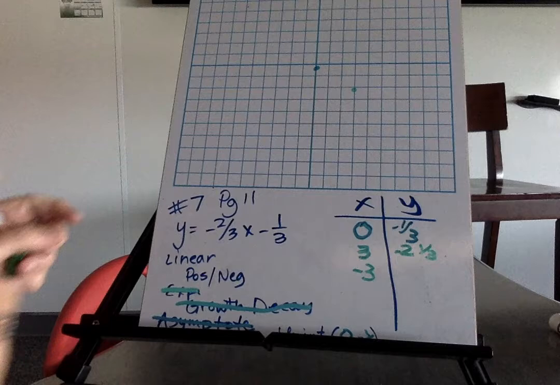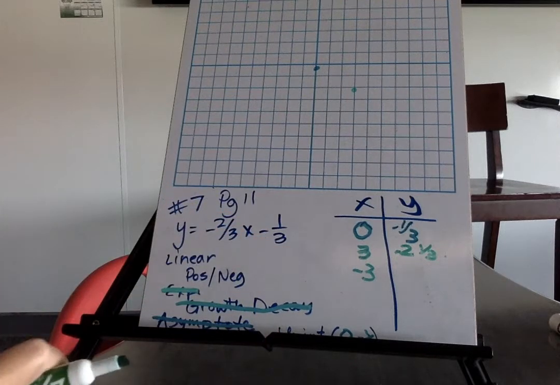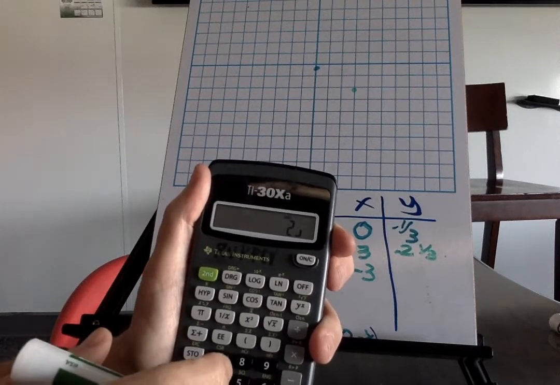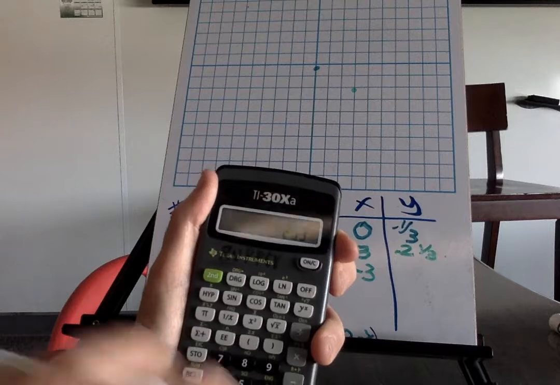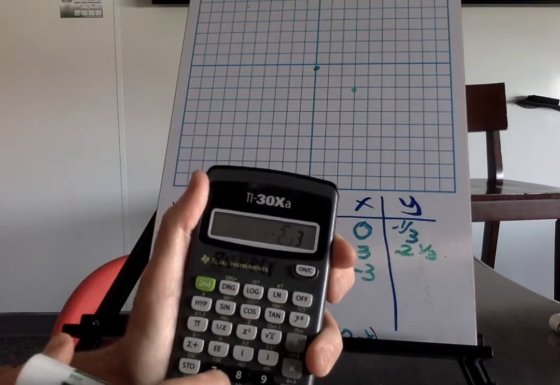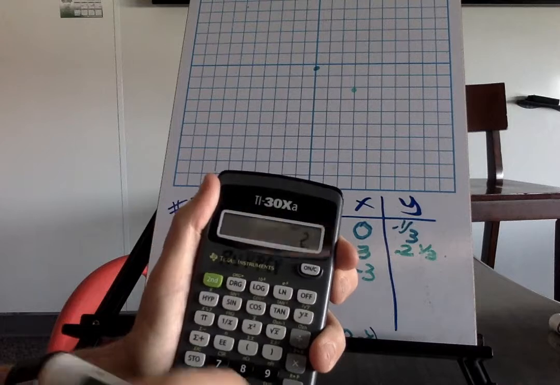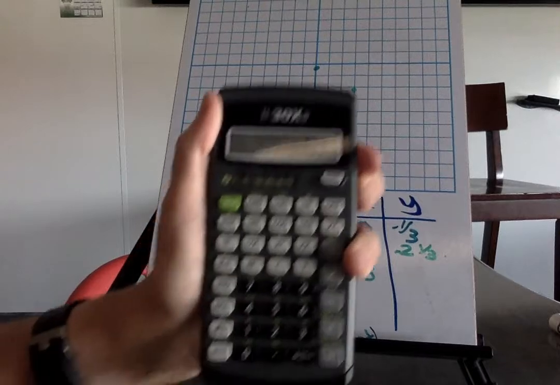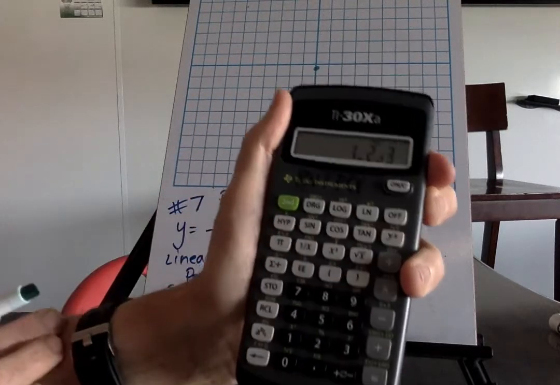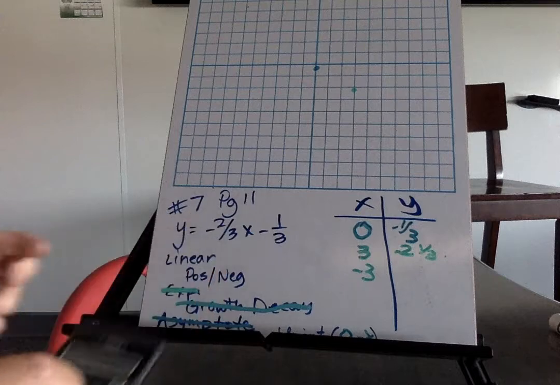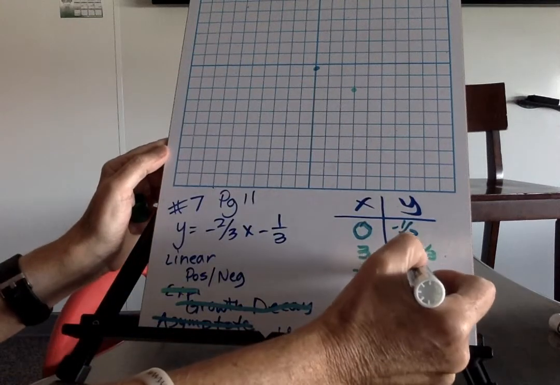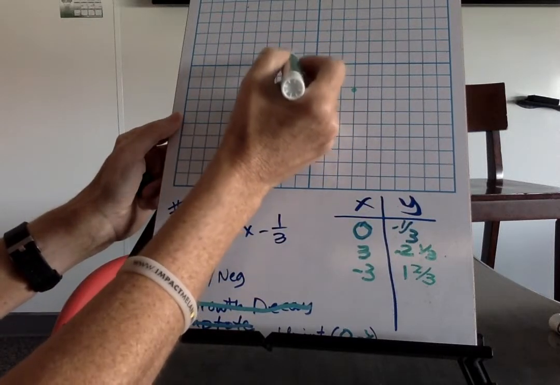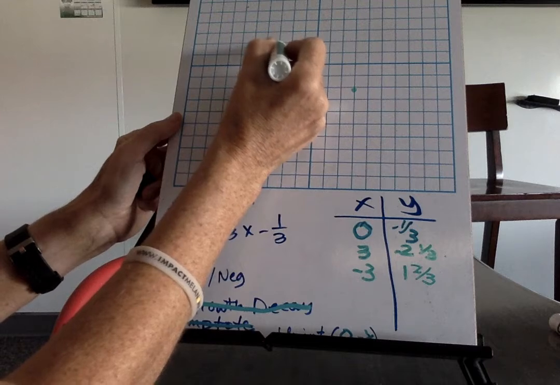Okay. Next, I'm going to put negative 3 in there. If I put negative 3, so again, using the calculator, 2 ABC 3, and we make sure it's negative, times 3, and make sure it's negative, equals, and then go minus 1/3, 1 ABC 3. Equals 1 and 2/3. So I go negative 3, and 1 and 2/3.